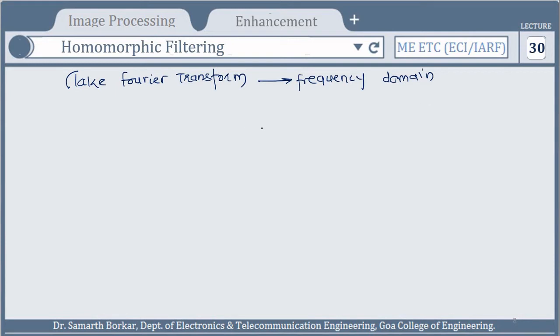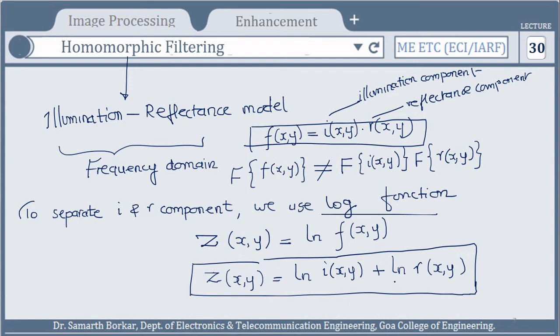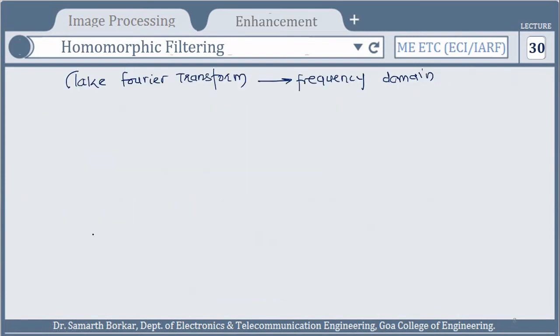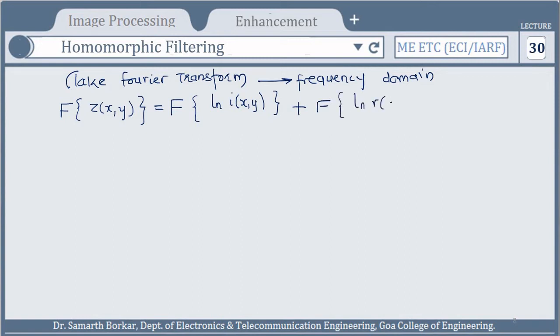So let me apply the Fourier transform to the equation which we have written in the previous slide. So this equation becomes Fourier transform of the function z of x comma y. This has to be always capital F, of I of x comma y plus F of r of x comma y.